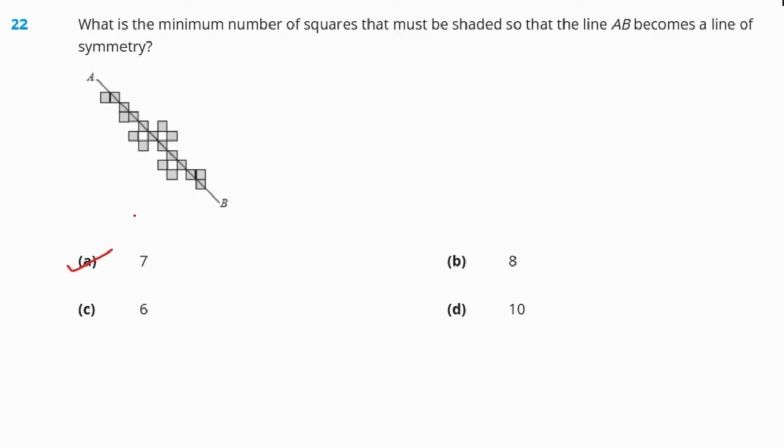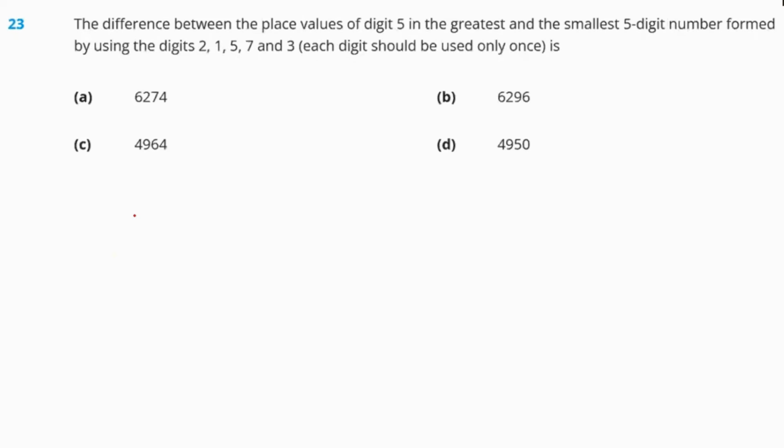Okay. Next question. The difference between the place values of digit 5 in the greatest and the smallest 5-digit number formed by using the digits 2, 1, 5, 7 and 3, each digit used only once. So first we will make the greatest number with these digits 2, 1, 5, 7, 3.